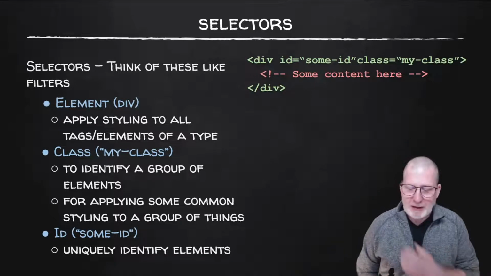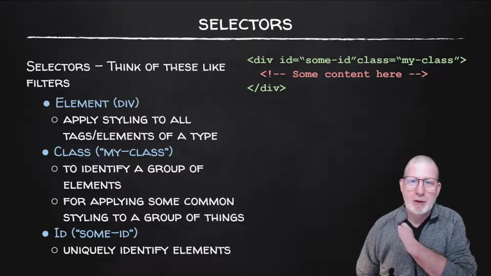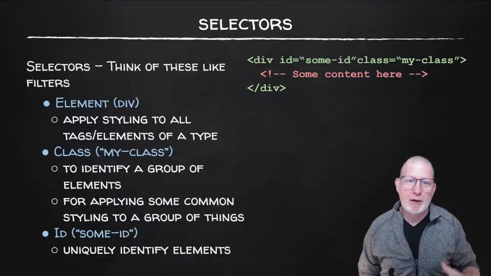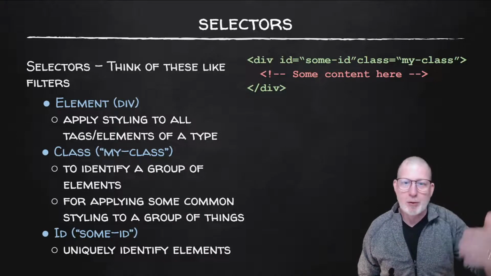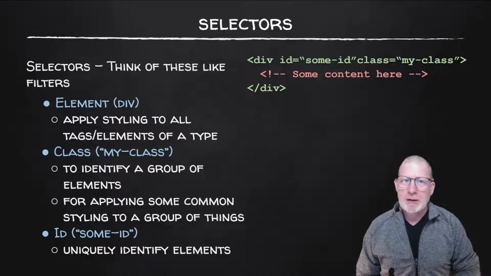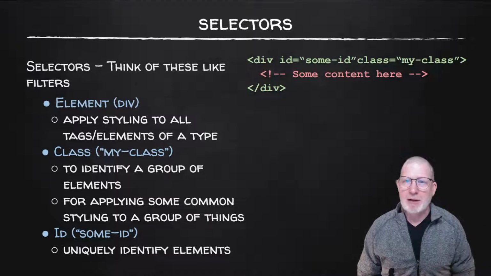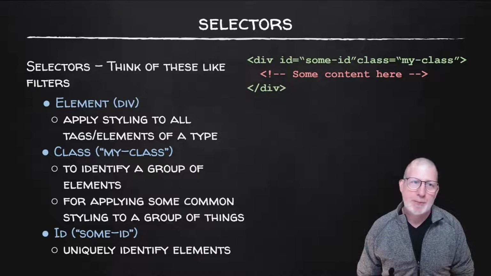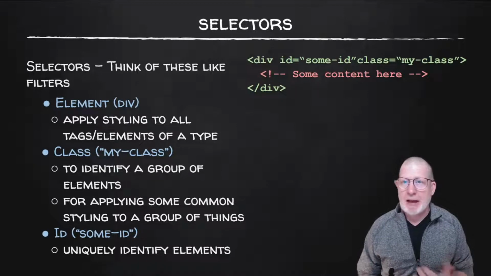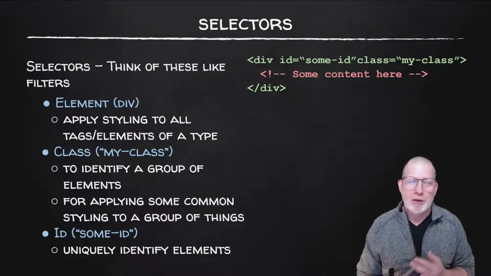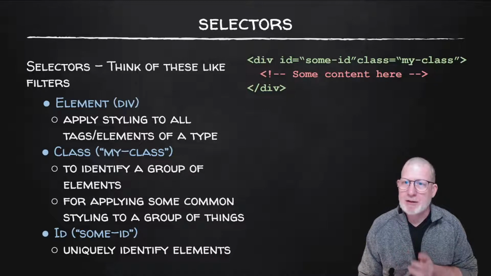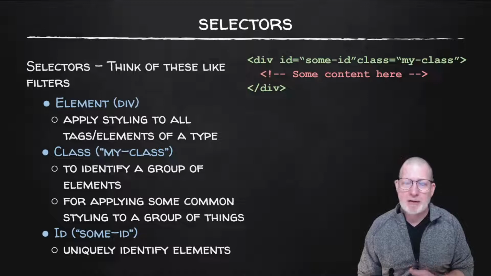So we can think of those a lot like filters. You build your HTML page, and then your CSS goes through and searches for things. And when it finds a selector that matches, it applies the styles to the thing it found. So we can attach things to elements, that's the div. We can attach things to classes, those are the dot selectors in our CSS. And we can attach things to IDs.